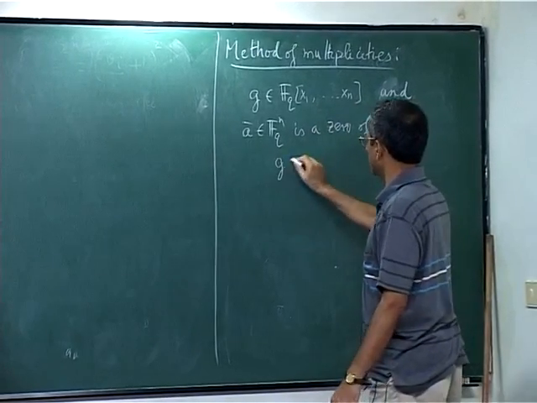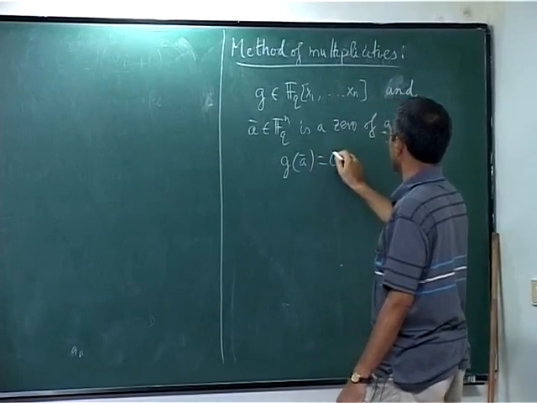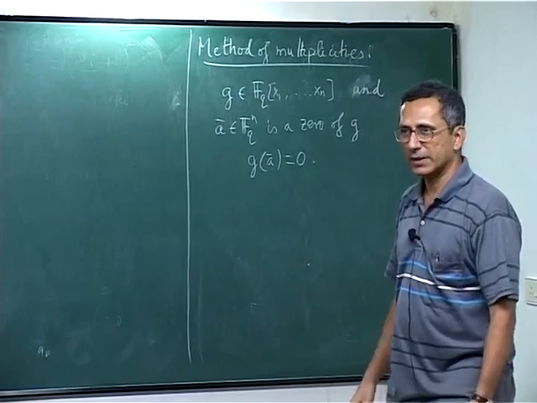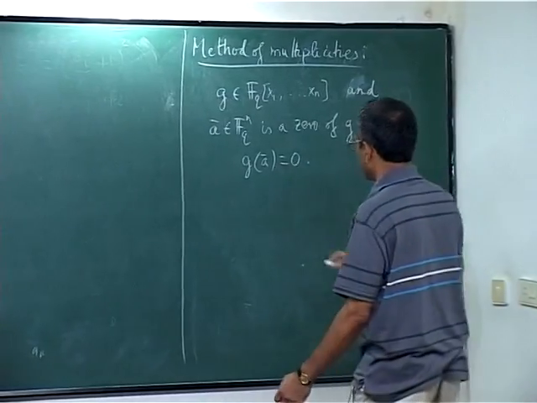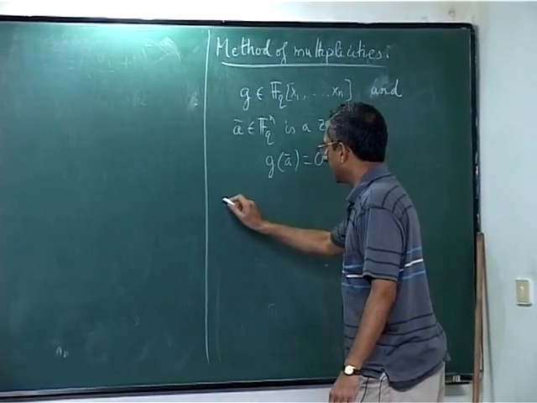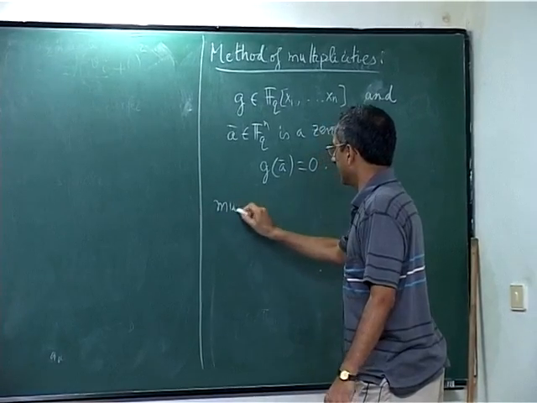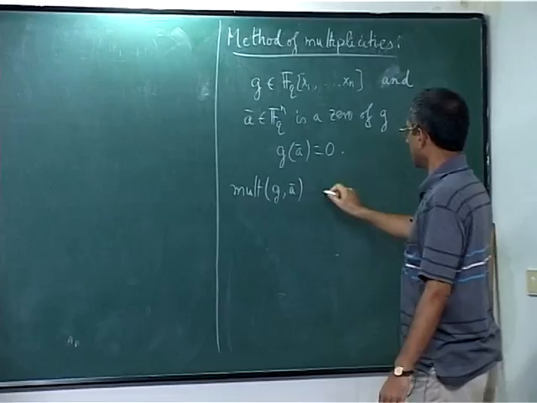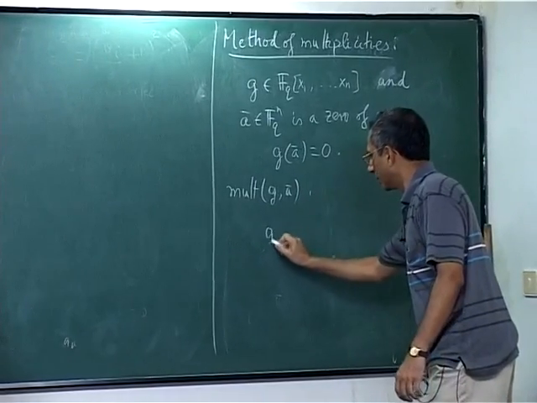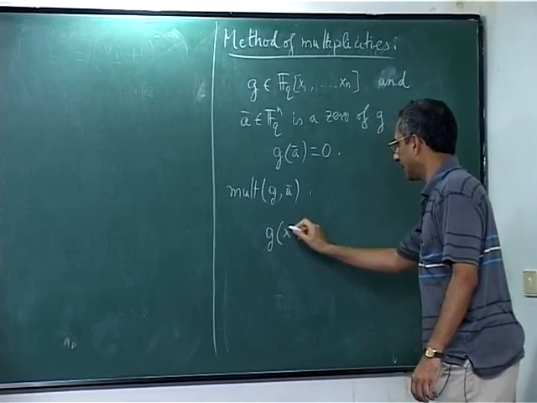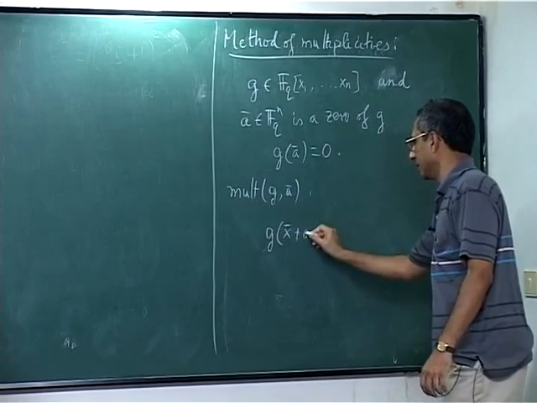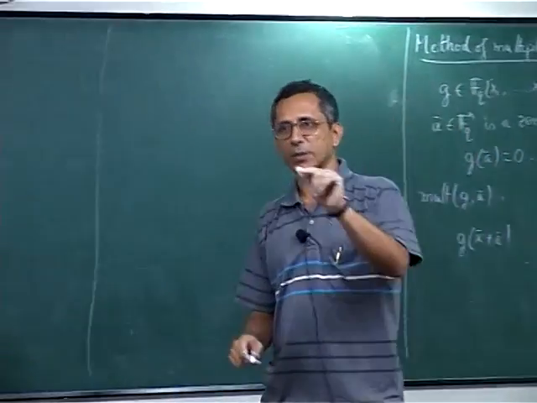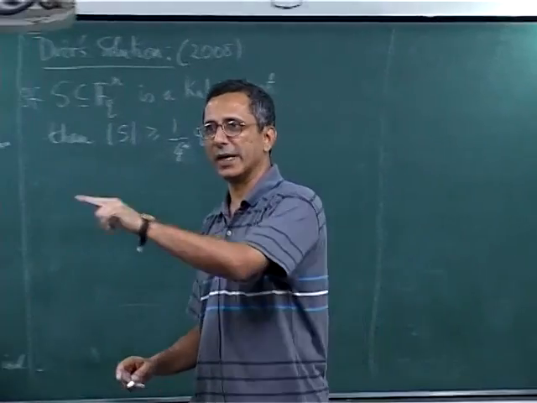So I know that G of a bar is 0. What is the multiplicity of a bar? It's a natural definition. The multiplicity of G of a bar is defined as follows. You take the polynomial G of x bar plus a bar. I mean, replace x1 to xn by x1 plus a1, x2 plus a2, xn plus an.